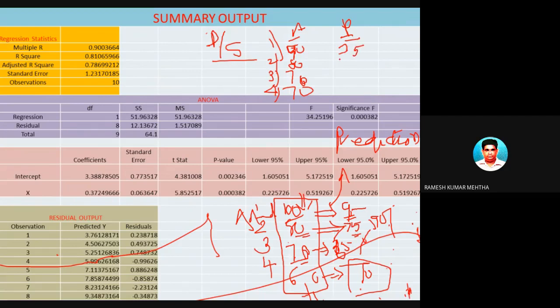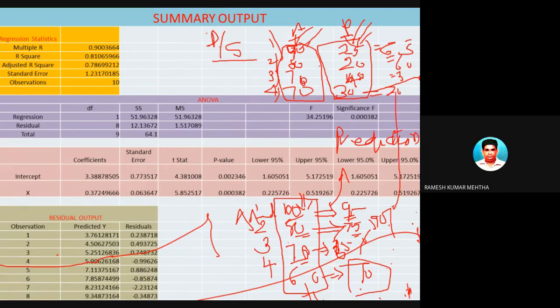This girl told that she will get 20 marks, this boy told he will get 40 marks, and this girl told she will get 30 marks. So this was the predicted. And how much was the actual? There's a huge difference between the model prediction and the actual. So here the difference is 65, here it is 60, here it is 30, here it is 20.